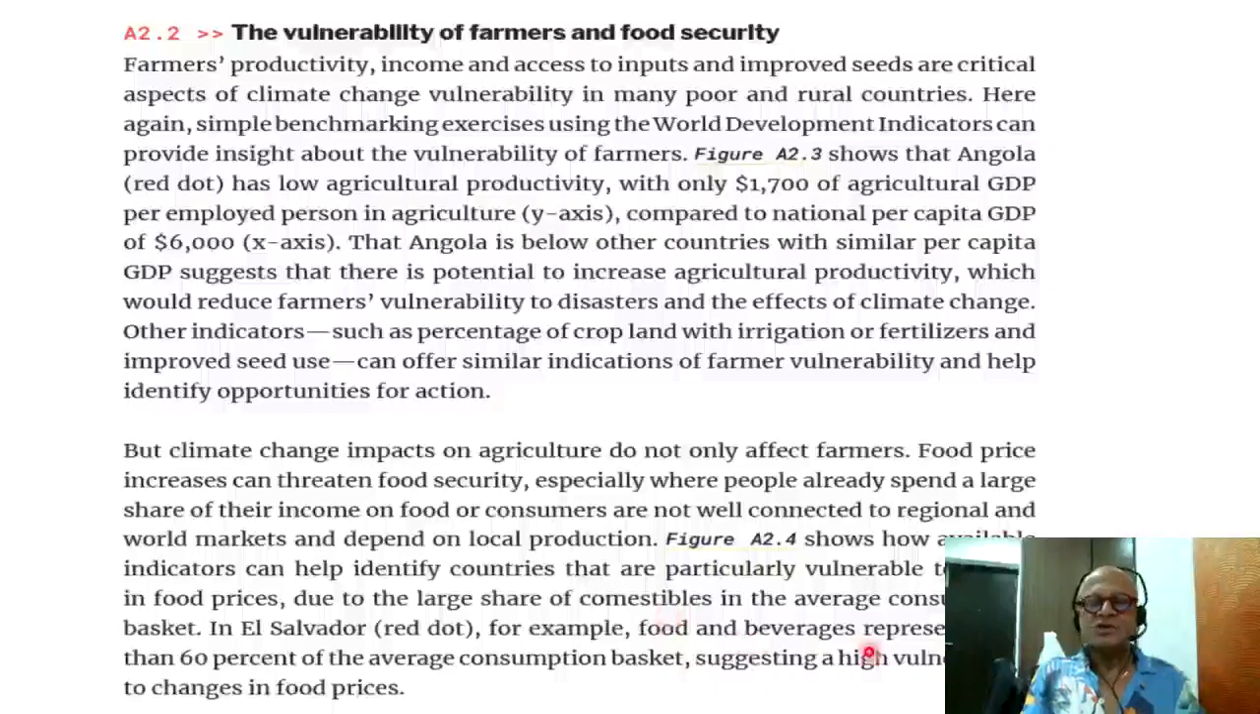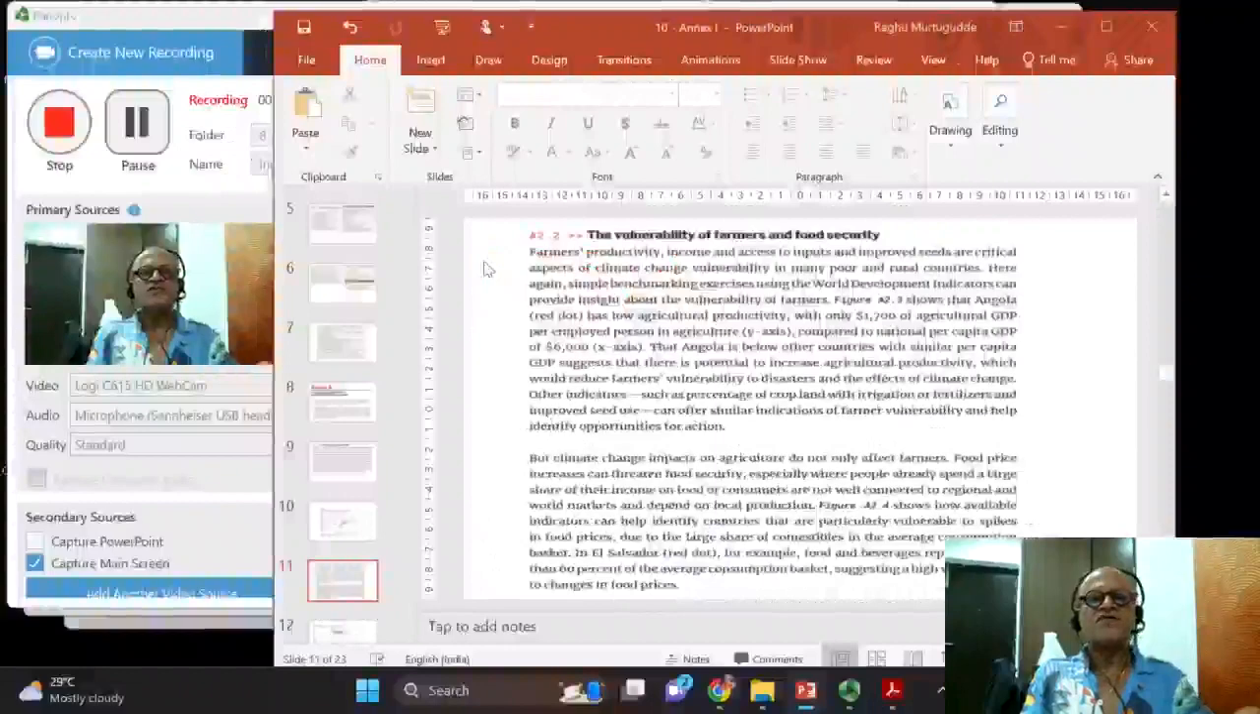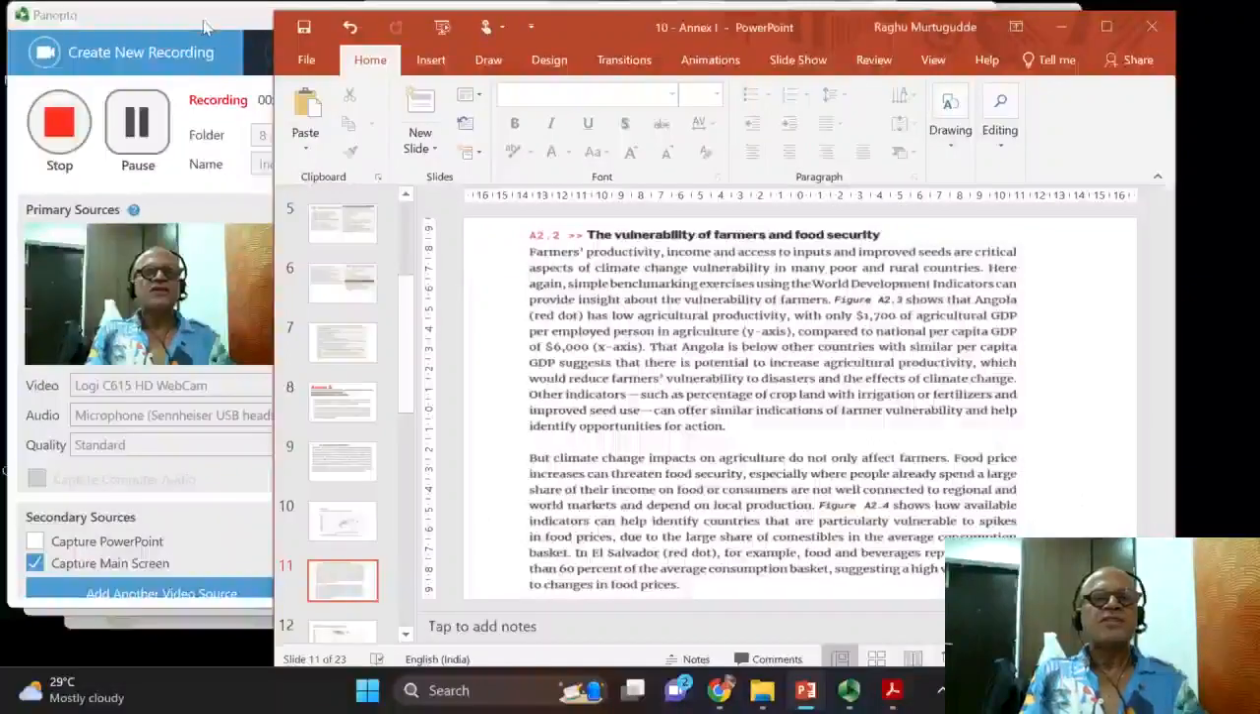comestible in the average consumption basket. In El Salvador, for example, food and beverages represent more than 60% of the average consumption basket, suggesting a high vulnerability to changes in food prices. The higher a family has to spend on average for food and beverages, the worse off they are in terms of buffers for other things.